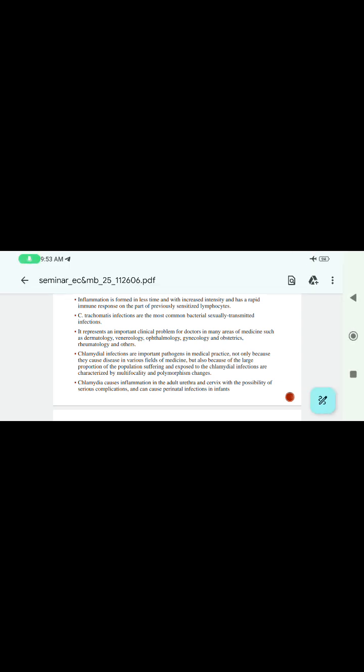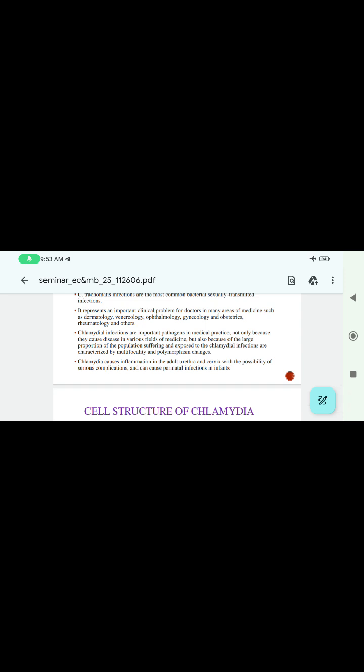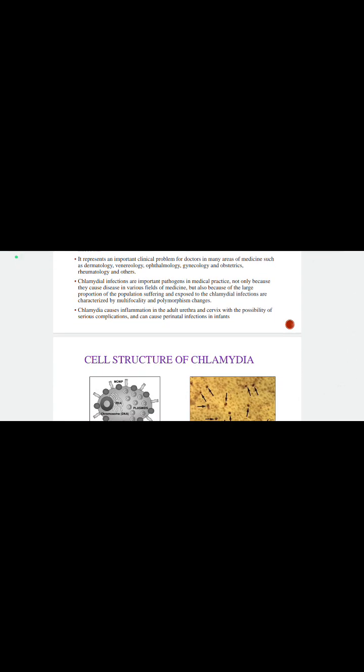Chlamydial infections are important pathogens in medical practice, not only because they can cause diseases in various fields of medicine, but also because of the large proportion of the population suffering. Chlamydial infections are characterized by multifocality and polymorphism of changes. Chlamydia causes inflammation in the adult urethra and cervix with the possibility of serious complications, and causes perinatal infections in infants.